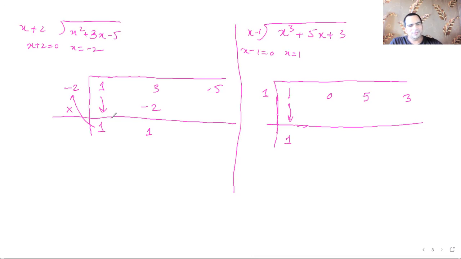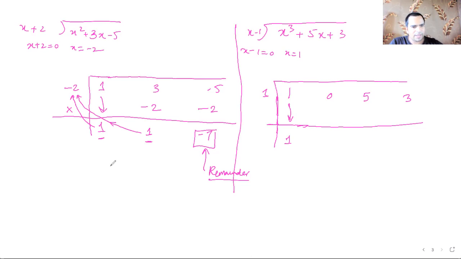Once again, you do the same thing. 1 multiplied by negative 2 gives negative 2 here. So write it down as it is. Now if I add these two, what I get is negative 7. And this number that you get is actually the remainder. Last number is the remainder. And these two that you see, this is the constant term and this is the coefficient of x.